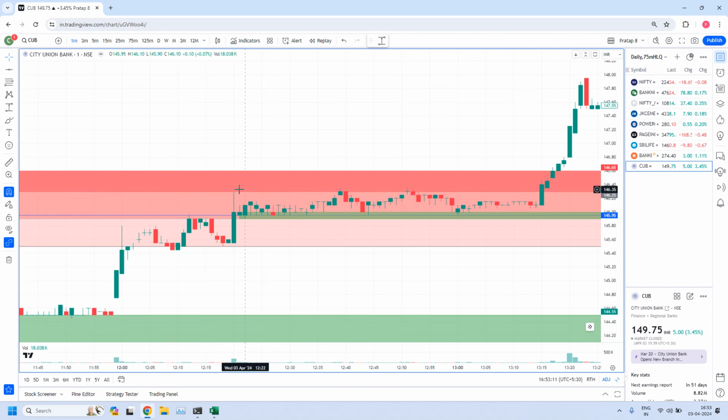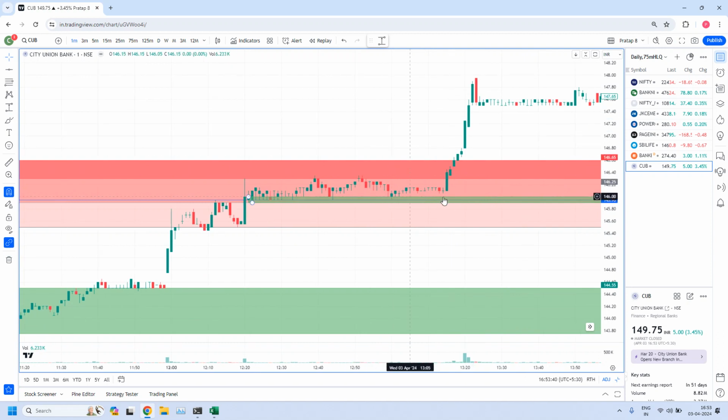If prices go deep inside, the second time we don't take. If they go very deep inside, somewhere up to the middle or a little above the middle, we don't take the second entry. Just at the proximal line, the first entry. Second time, see, they went a little more inside. Third time, even more inside. And finally, it is broken.